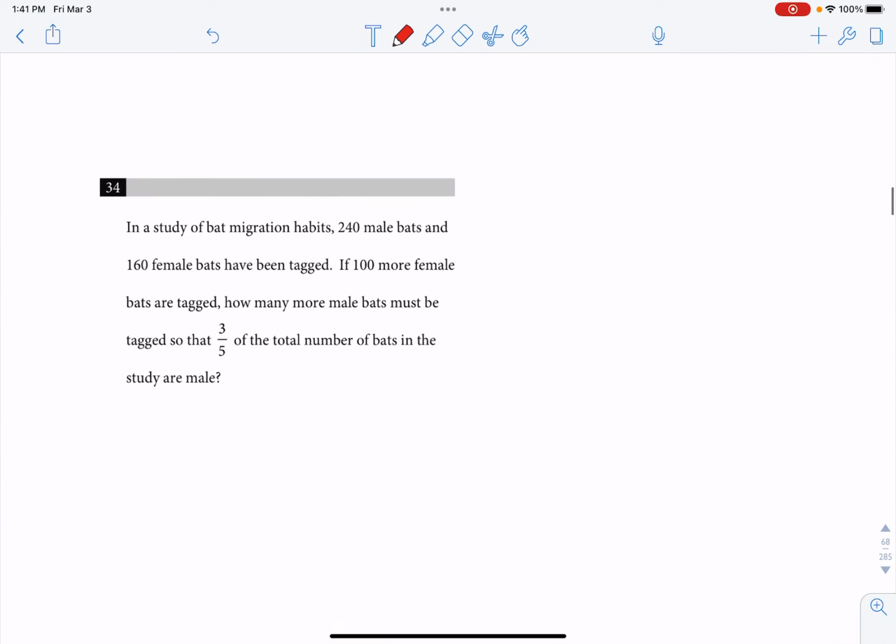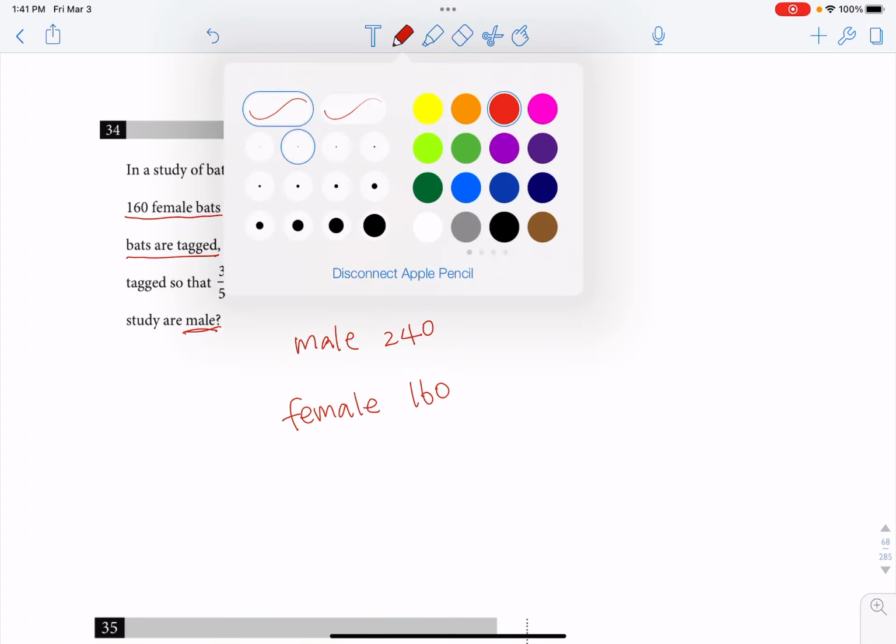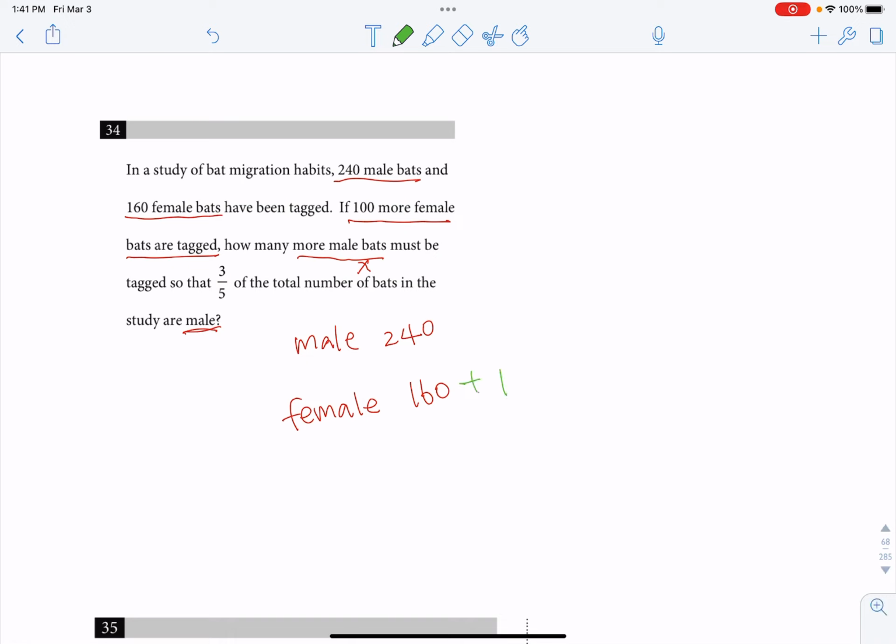That's how you say. Okay, in a study of bat migration habits, 240 male bats and 160 female bats have been tagged. If 100 more female bats are tagged, how many more male bats, which we put as X, must be tagged so that 3/5 of the total number of bats in the study are male? So I will say male, they had 240 at first, and then female, they had 160. Now later, they add 100 more female, but they don't know how many more male they have to add, so I will put X.